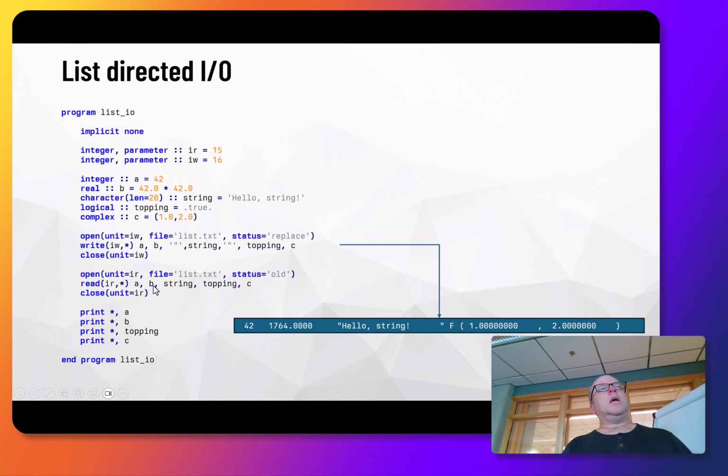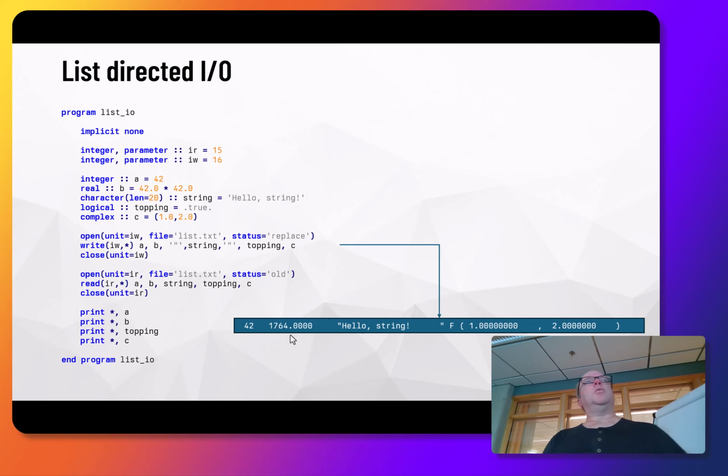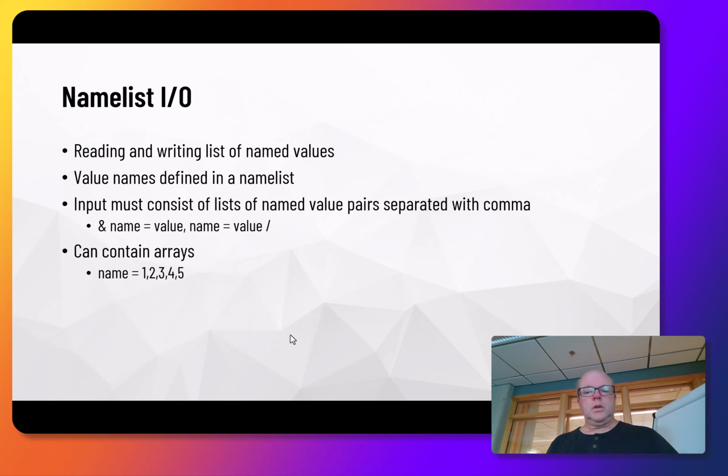And then you can read it back again here, and then you can do A, B. But string, if you have an enclosed string in your text file, you can just read it like this, string. You don't have to do anything special. Topping here will be read. If it's F, it's false. If it's T, it's true. And C here will be read as a complex. So if you run this, it will give you the same output as you wrote out. And the status code there.